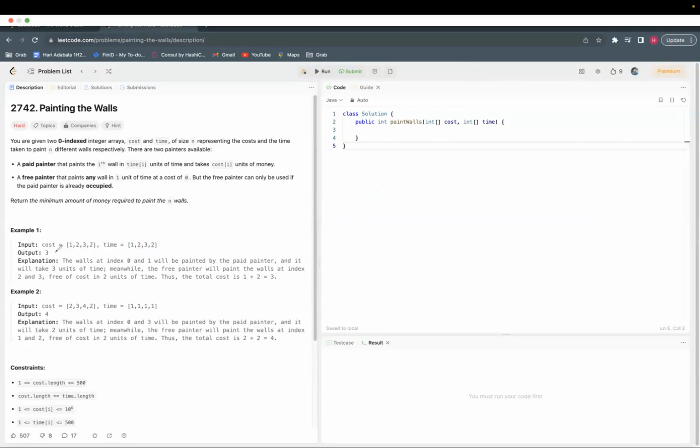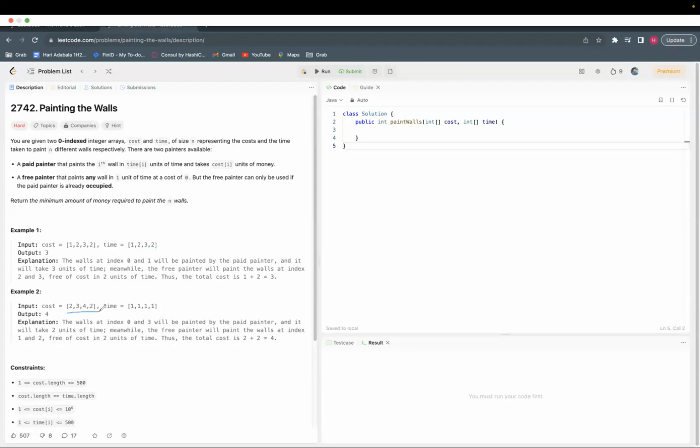One more possibility is the paid painter will paint this wall, the second index wall, and he'll take 3 units of time, at a cost of 3. While he is painting this wall in 3 units of time, we have 3 walls remaining, so we can get these 3 walls painted by the free painter in the same time. In this way also, we will be spending 3 units of money. So that is the minimum that we can do.